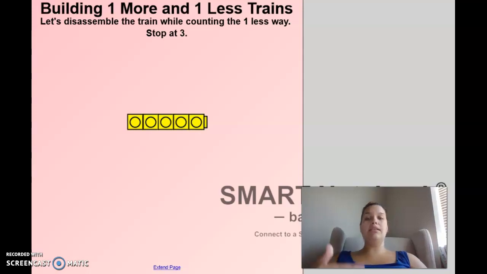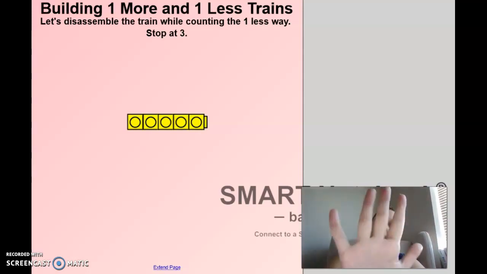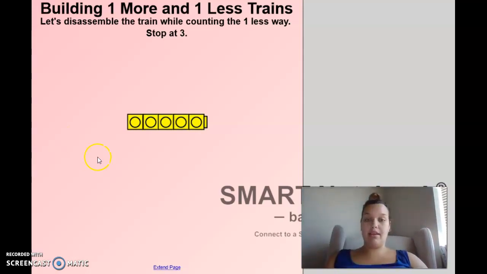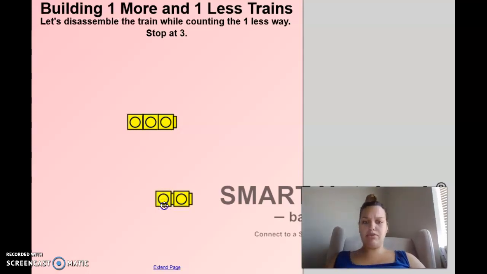Now, I want to disassemble the train or take it apart by counting the one less way. But I want to stop at number 3. So do you think you could help me count backwards now? Great. So 5, we have 5 to start with. 4. 3. Good job.